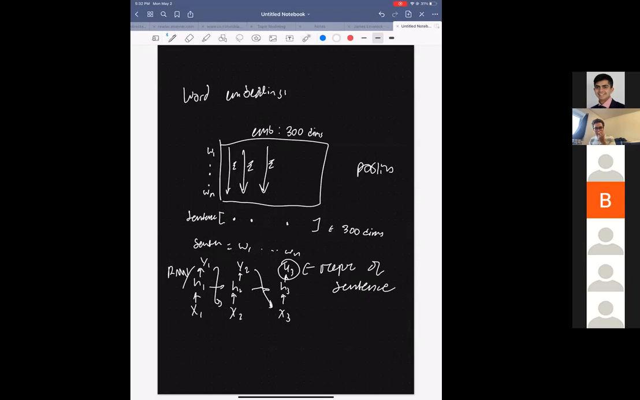Can we talk about backpropagation through time? We can talk about backpropagation through time.